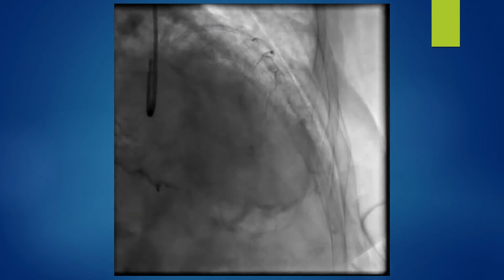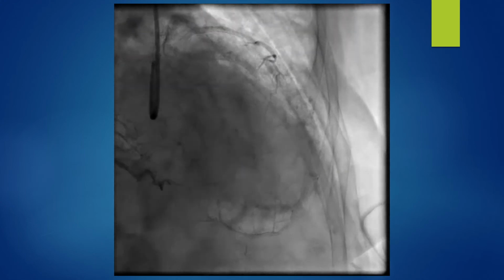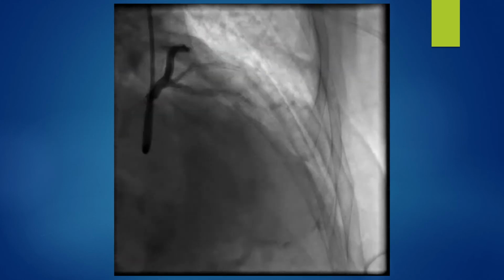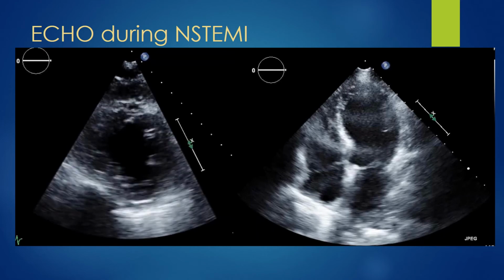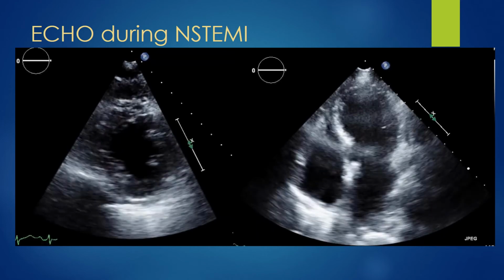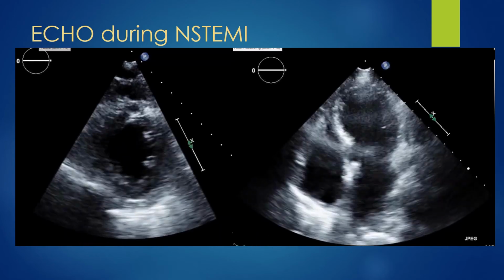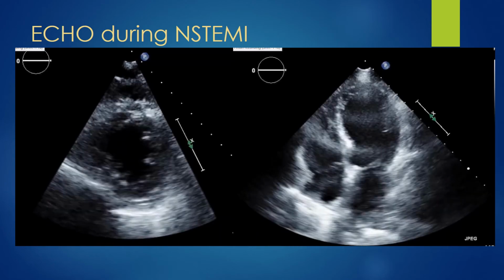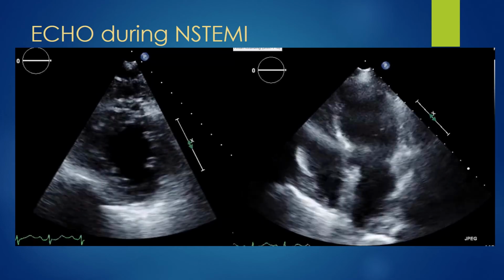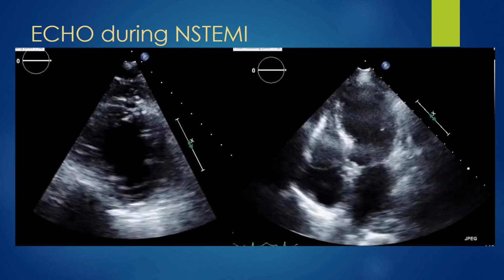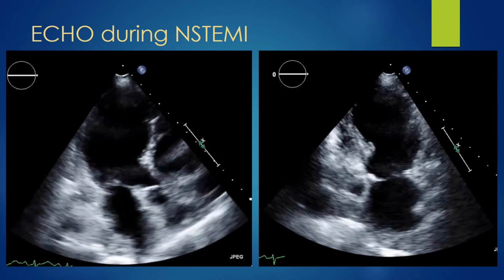I saw the patient as an outpatient. The patient did not have any symptoms of angina or angina equivalent, and therefore I just left it alone for medical management. The echocardiogram performed during this non-STEMI episode shows significant regional wall motion abnormality. You can see that the anterior, anteroseptal and anterolateral walls don't move much, and the EF is about 20-25%.